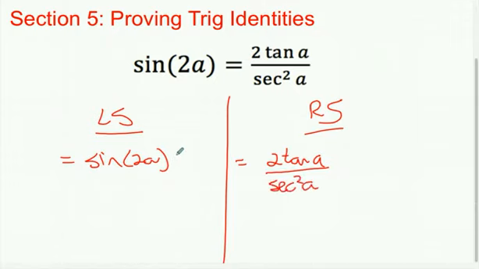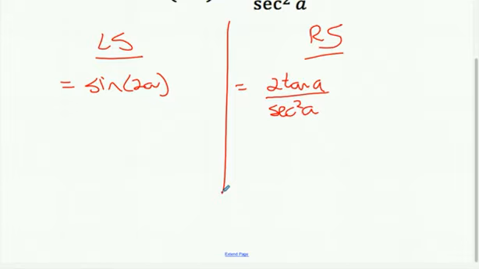And we do that by using identities that you know are true. So sine 2a, we know the double angle identity. We know this is equal to 2 sine a cos a. There's not much else I can do to this. So what I'm going to do is now work with the right side and see if I can make this side be equal to 2 sine a cos a.